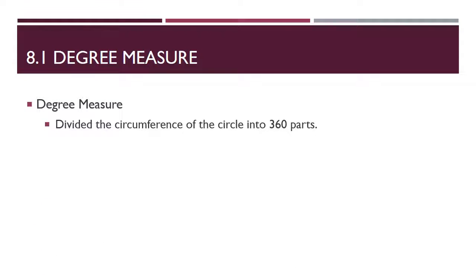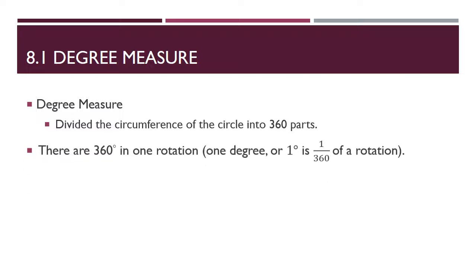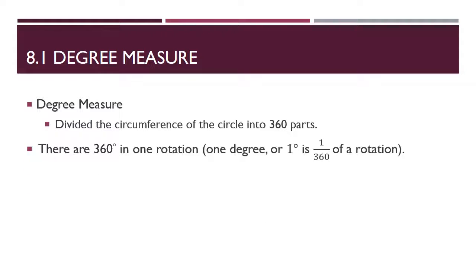How degrees are determined is they divide the circumference of a circle into 360 parts. This goes all the way back to the Babylonians who developed their calendar and all sorts of things. If you're wondering why 360, it just goes back to their base of counting. They used a base 60 system. We use base 10, so it seems a little odd to use 360, but that's where it came from. There are 360 degrees in one rotation. In other words, you go around the circle once, that's 360 degrees. 1 degree is 1 over 360 of a rotation. It's 1/360th of a rotation.